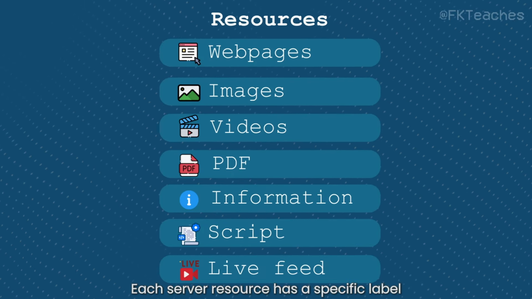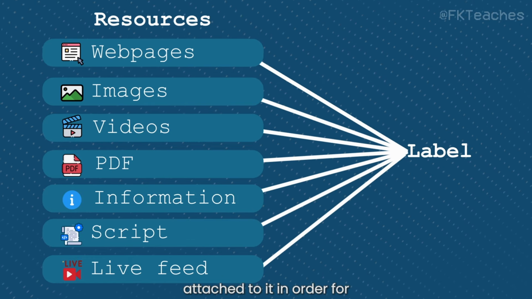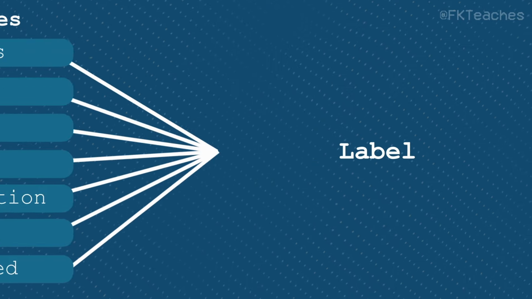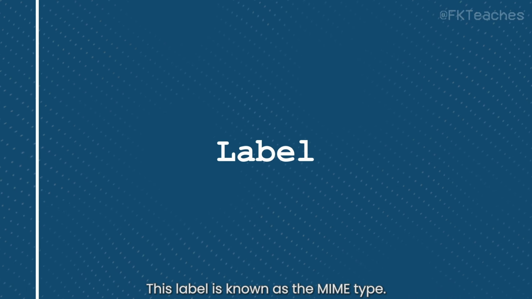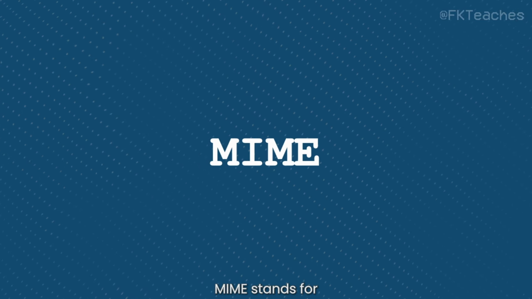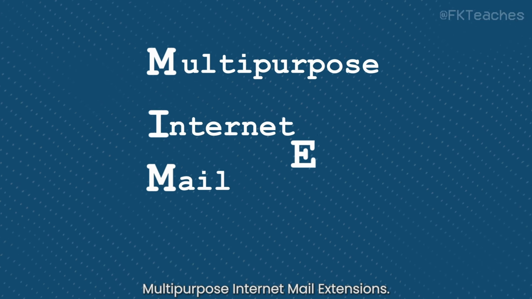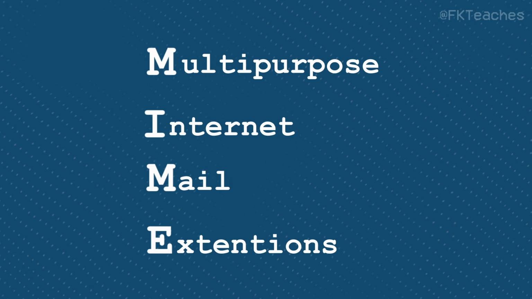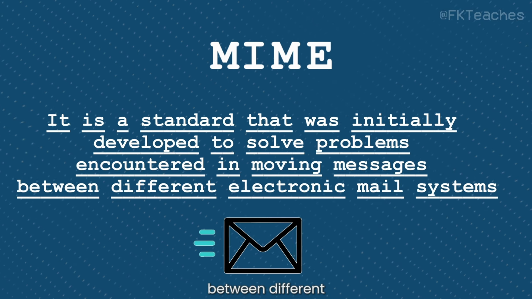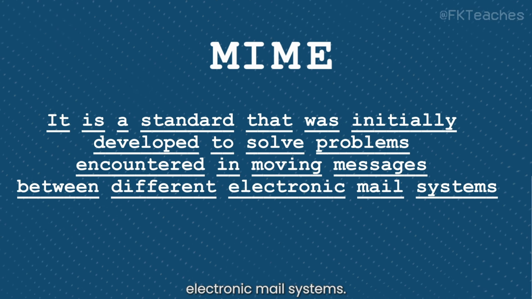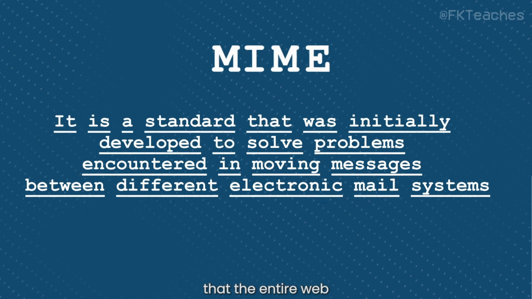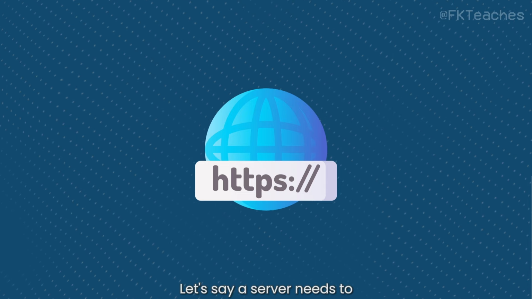Each server resource has a specific label attached to it in order for the client to be able to read or process it. This label is known as the MIME type. MIME, M-I-M-E, stands for Multipurpose Internet Mail Extensions. It is a standard that was initially developed to solve problems encountered in moving messages between different electronic mail systems. However, it worked so well for emails that the entire web architecture decided to adopt it.